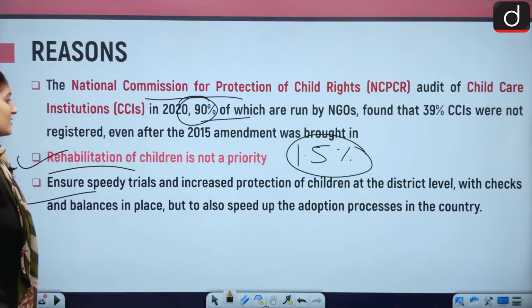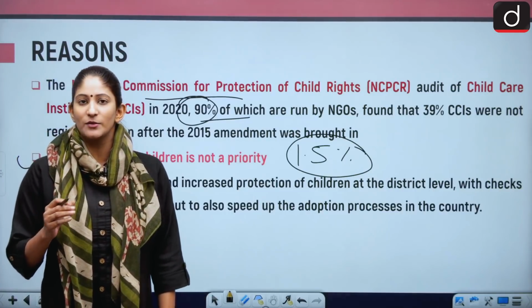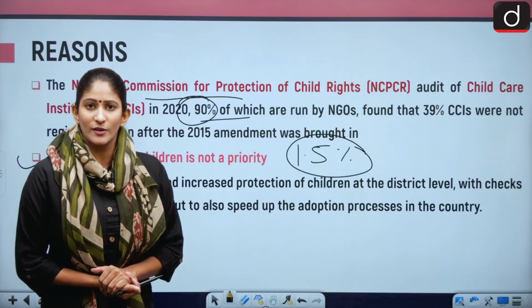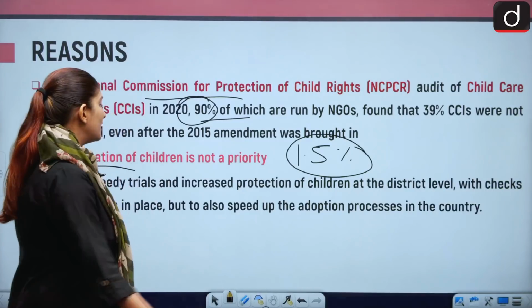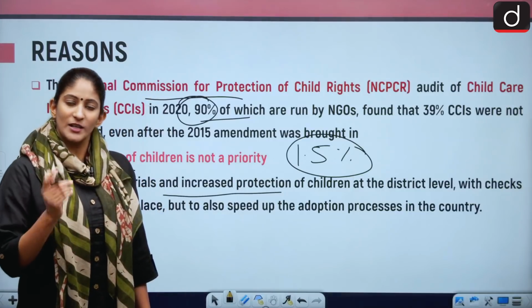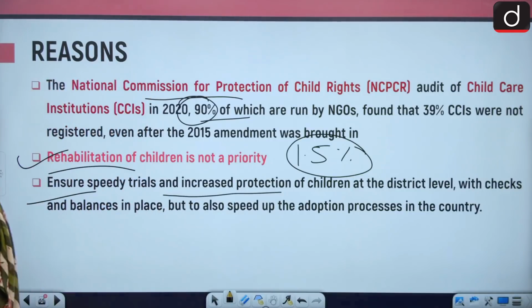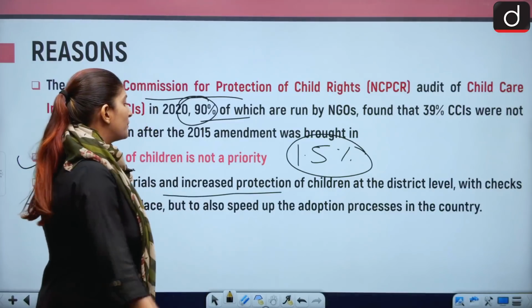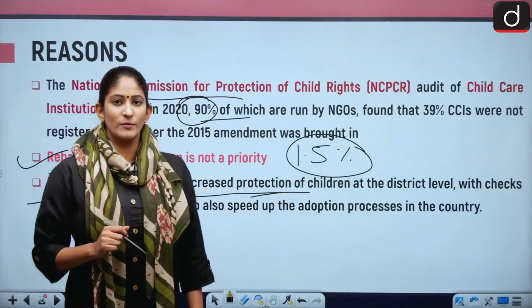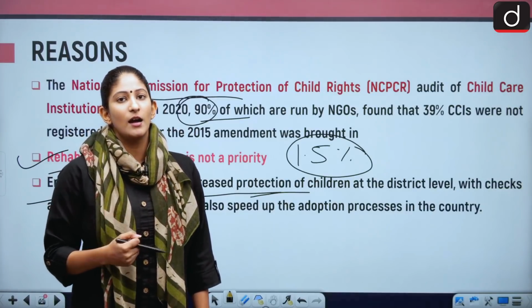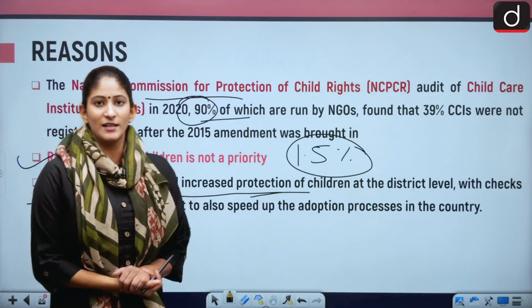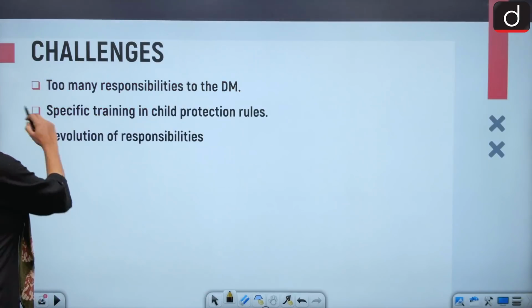So, the first reason we need to keep in mind when it comes to the implications of this bill is that it will ensure speedy adoption and increase protection of children at the district level with checks and balances in place. Why? Speedy trials in case of crimes committed by children, and also protection of children at the district level, because the DM is going to be in charge, so he or she will be the accountable person to look at. And checks and balances will also be there, but also speed up the adoption process in the country, right?